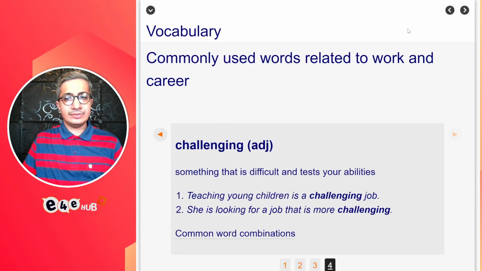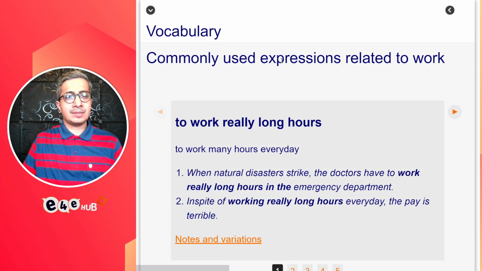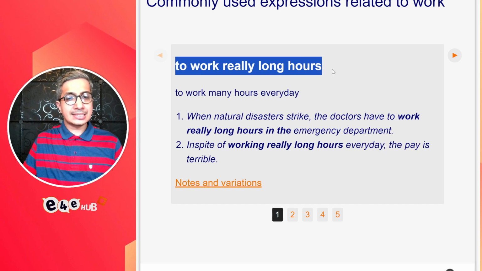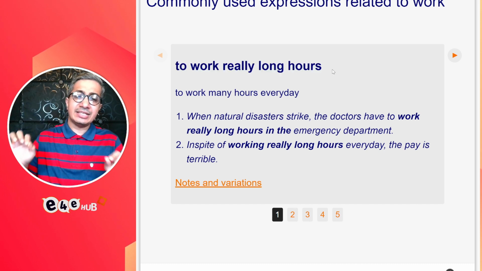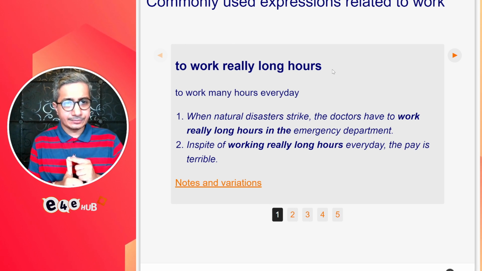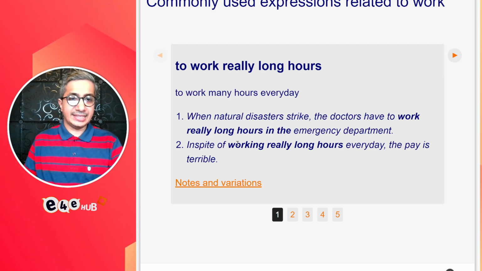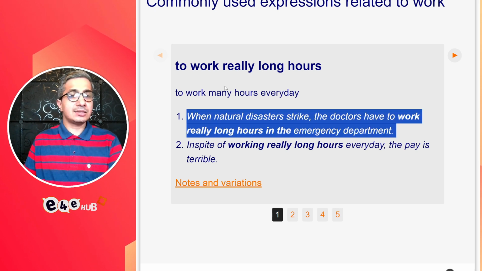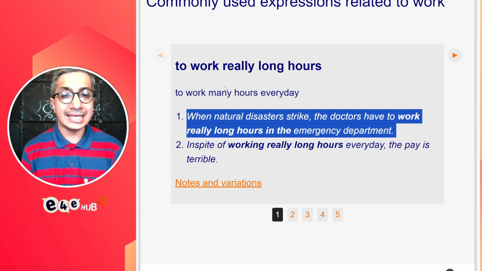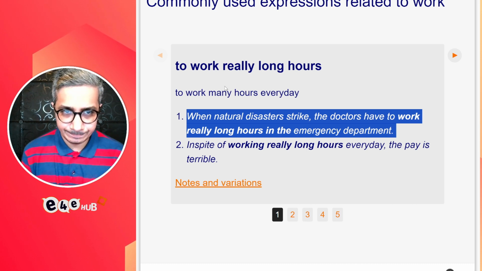We will also look at some expressions. To work really long hours is to work many hours every day. That means less rest, extremely long hours at work. So the example is: when natural disasters strike, the doctors have to work really long hours in the emergency department. That's true.